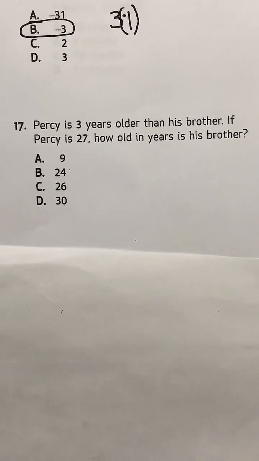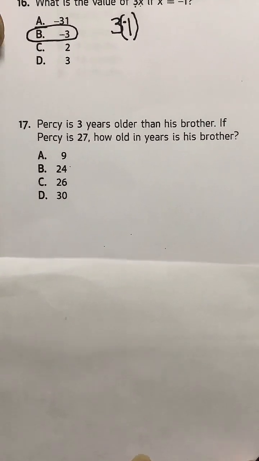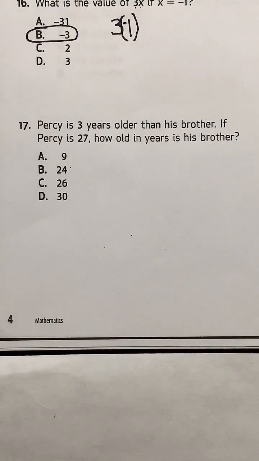Okay, same thing for this one. Let's go. So we have Percy is 3 years older than his brother. If Percy is 27, how old in years is his brother? Is it A, 9, B, 24, C, 26, or D, 30? Okay, so Percy is 3 years older than his brother. If Percy is 27, how old in years is his brother? A, B, C, or D?